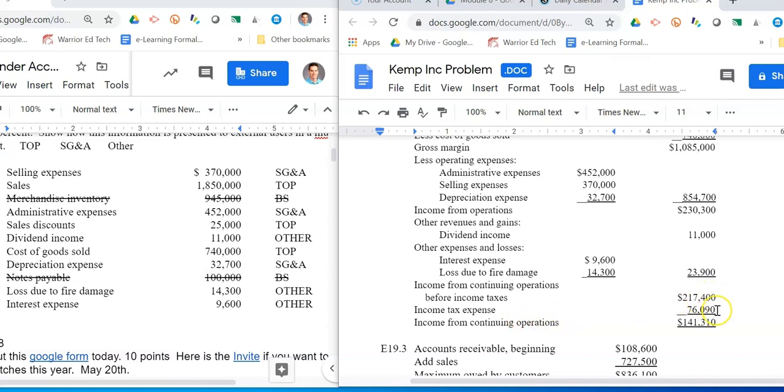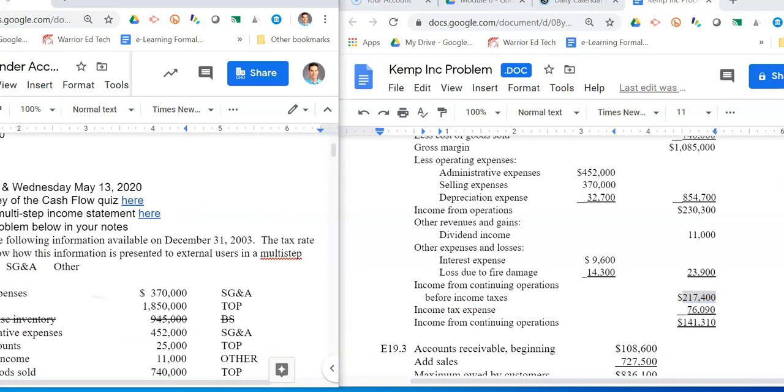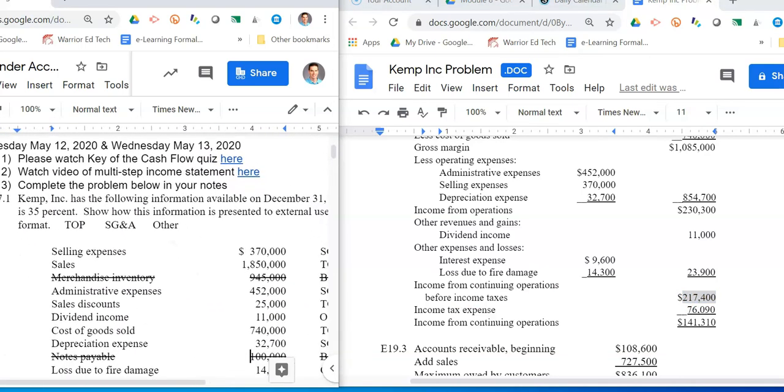So now we take out our tax. Our tax is based off of the 217.4, and we multiply that by the tax rate. What was the tax rate on this problem? The tax rate is 35%. So you take the $217,400 multiplied by 35%, you get $76,090, and that takes you down to income from continuing operations at $141,310. All right, so that is how you do these problems.